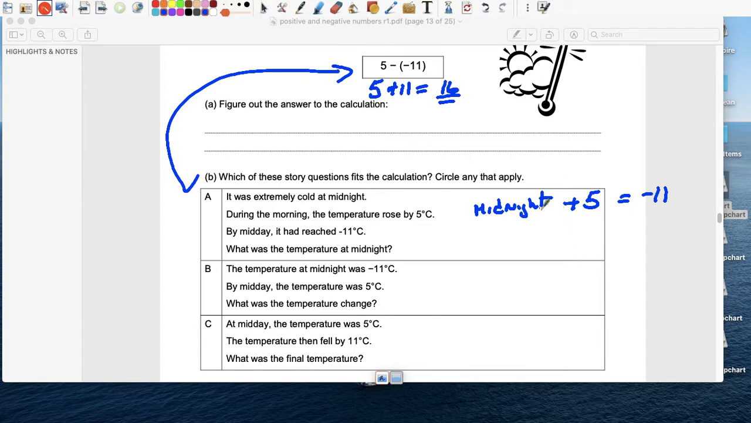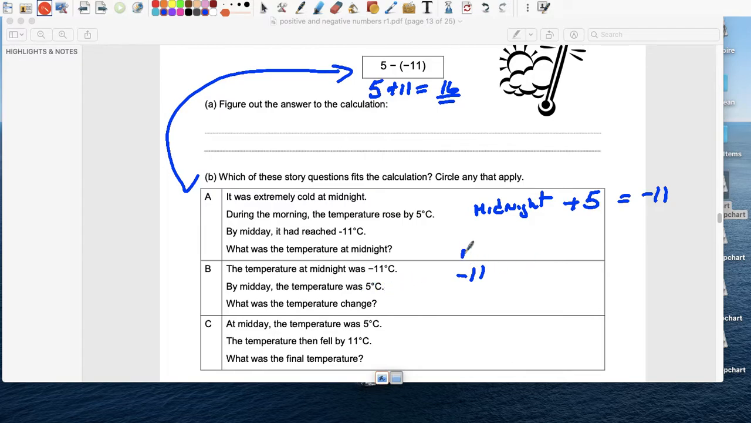Am I reading this right? Can I use this story, does this story match this expression? I don't think it does. Okay, let's look at the bottom one, the middle one. The temperature at midnight was negative 11. Okay, so that's my starting temperature. I'm okay with that. But midday, the temperature was 5.